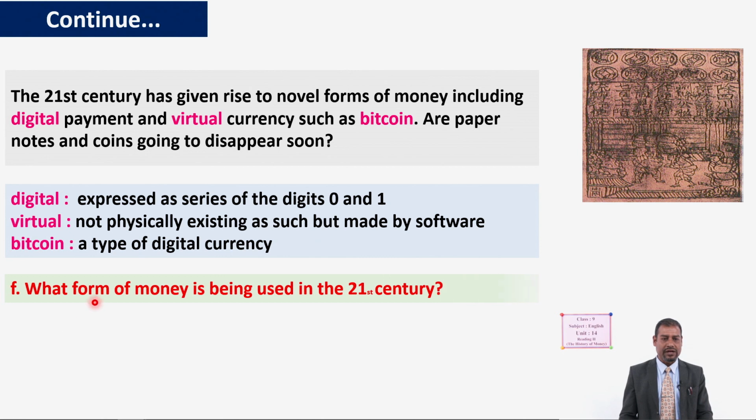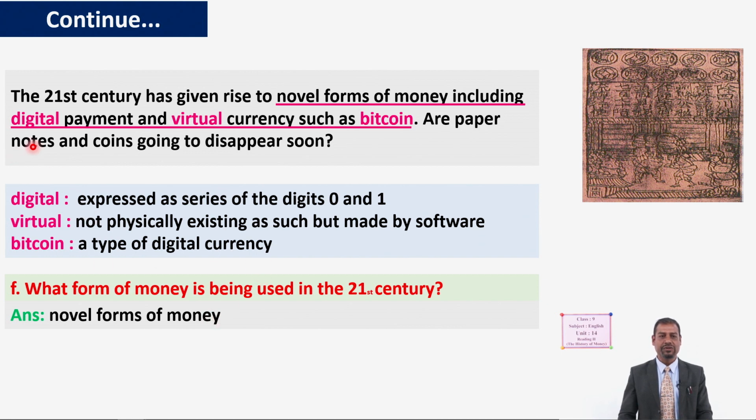I have a question again from this paragraph. What form of money is being used in the 21st century? So what is the answer? You can find it very easily, because we don't have a long paragraph. Yes, you are right. Our answer is novel forms of money, including digital payment and virtual currencies such as Bitcoin. Dear students, I hope you have got the idea of the development of currencies from the past till today, and I hope at the same time you have got the information as I have shown you the answers.